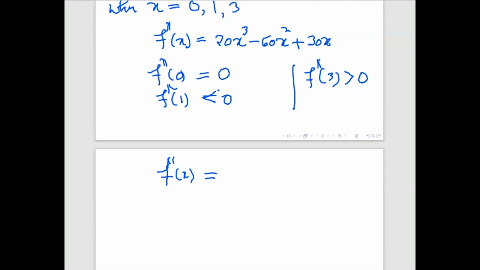So the third derivative will give 60x square minus 120x. So it is 0 at x equal to 0. Now what is the fourth derivative of this? This is 120x, plus 30. Yes, 60x square, plus 30. Right.